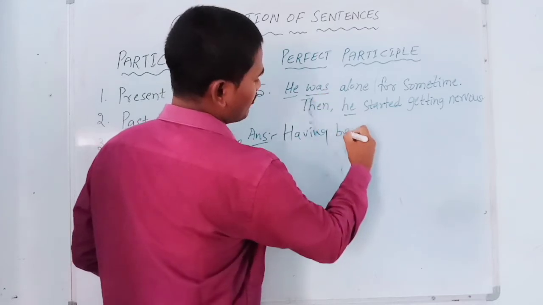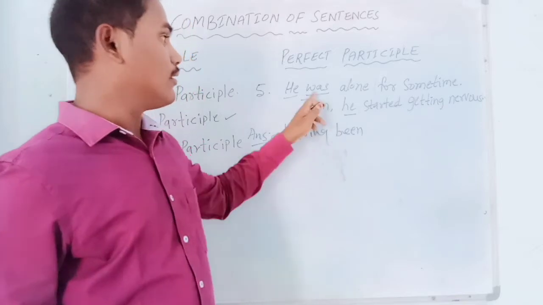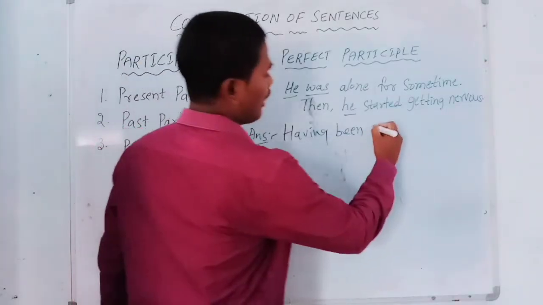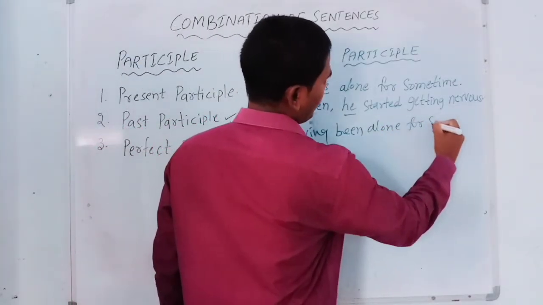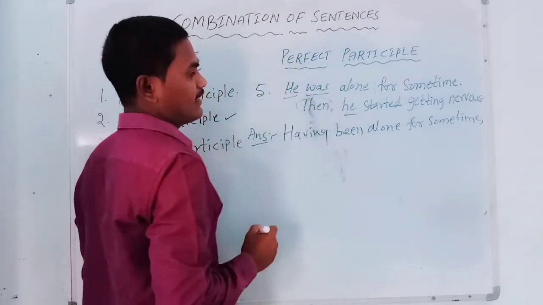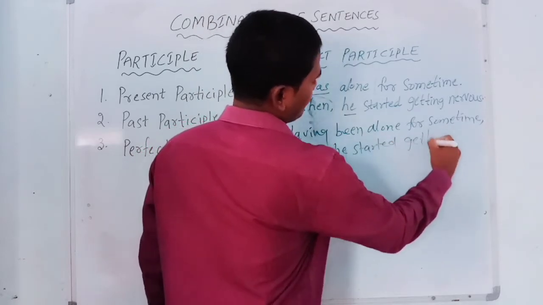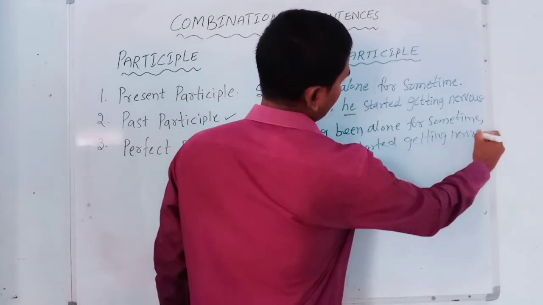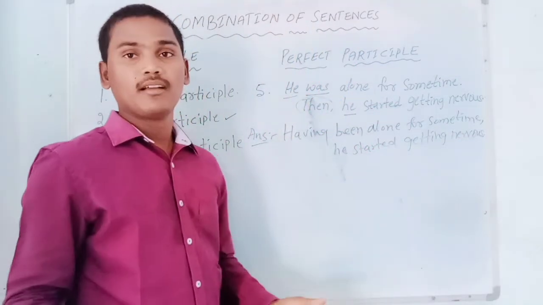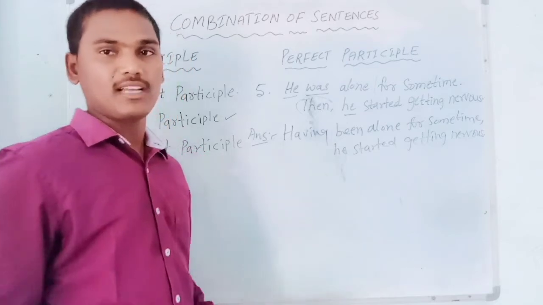So instead of was, what we have to write? Been. It is perfect participle, which means V3 verb form. So that's why, instead of was, we write been. Been alone for some time, comma. So we have to remove this linker then. He started getting nervous. So it is the answer. Because I think you are still having doubt, how was became been in the answer. So let me give you one more explanation about that.